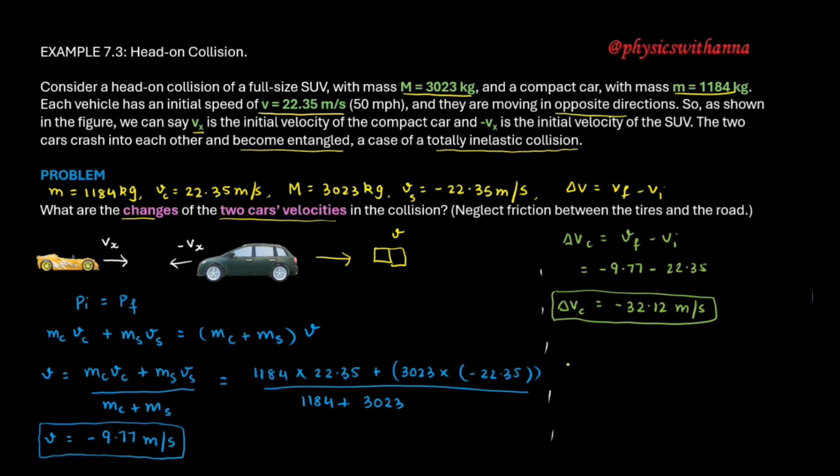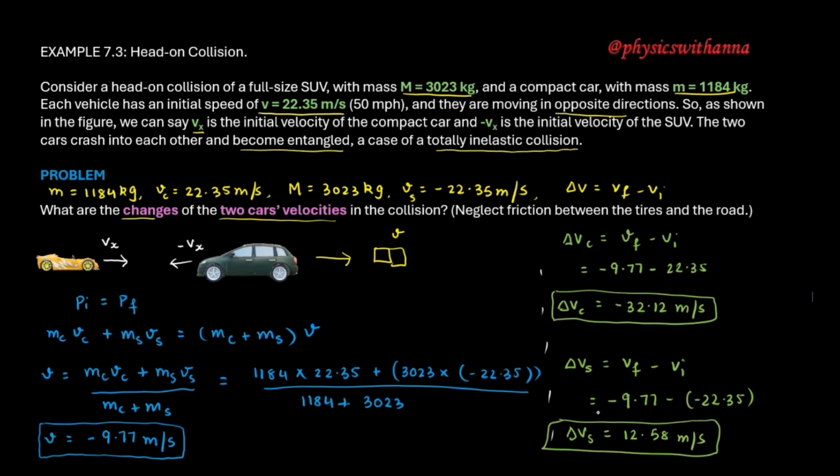Then we do the same thing for SUV. Delta V for SUV will be V final minus V initial. V final is the same, negative 9.77 minus V initial is negative 22.35. So we get delta V for SUV to be equal to 12.58 meter per second. So these are the changes in the velocities of the two cars after collision.